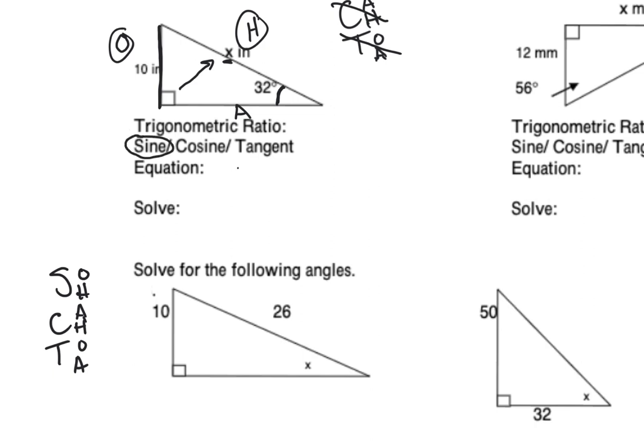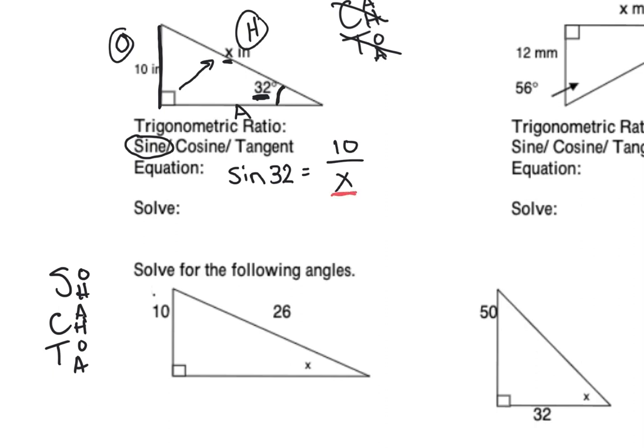So the equation will look something like sine. Don't forget the reference angle, right? The 32 degrees is always attached to the trig function. So sine 32 equals, and the formula for sine is right here. That's why I write it like this. It gives you the formula. It's O over H. So O was 10, so it's going to be 10 over H, which was x. There's the equation. And now we're just going to solve for x.